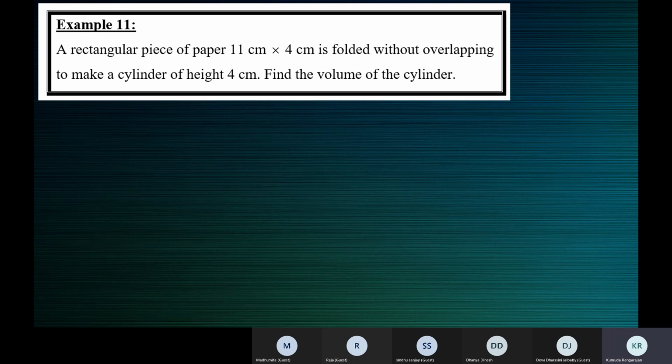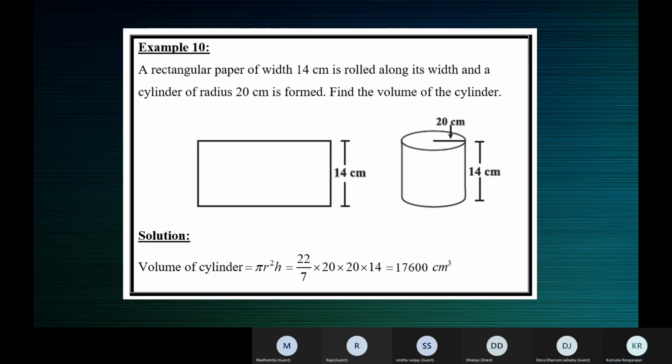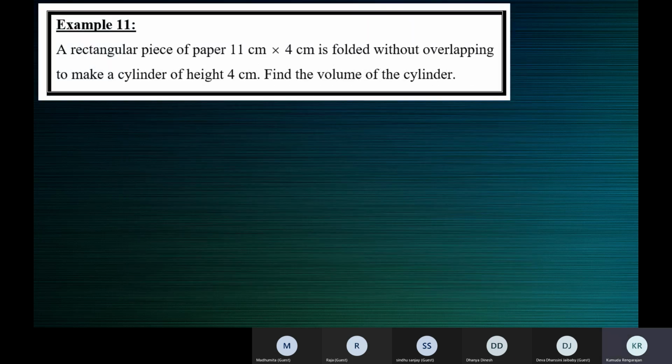Look at this one. A rectangular piece of paper, 11 centimeters by 4 centimeters, is folded without overlapping to make a cylinder of height 4 centimeters. So, using a rectangular piece of paper.